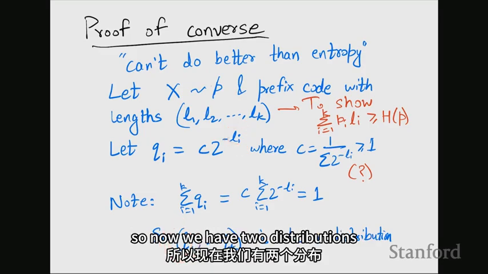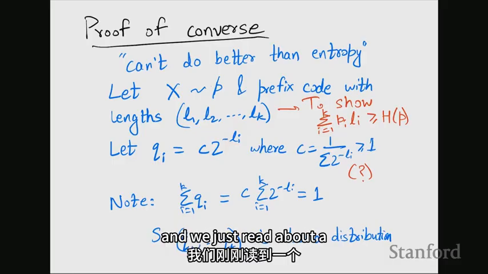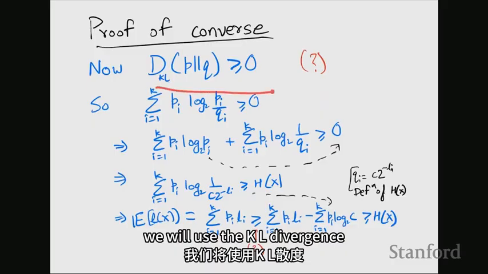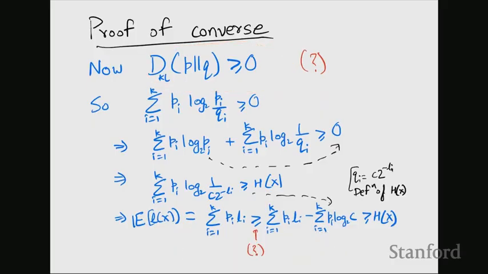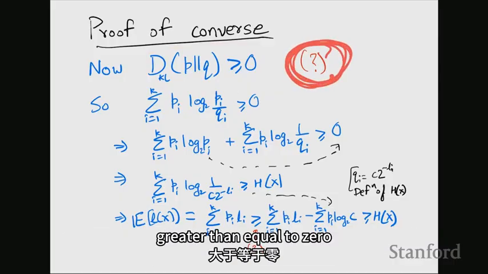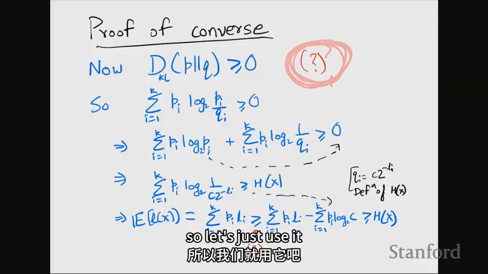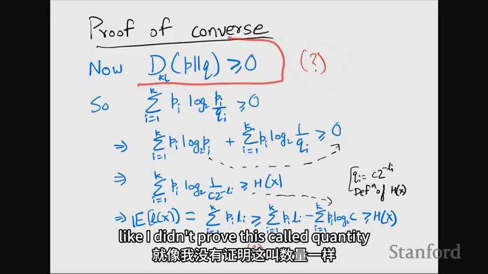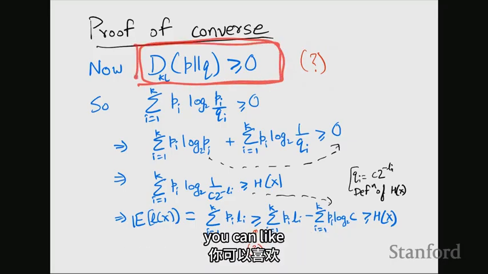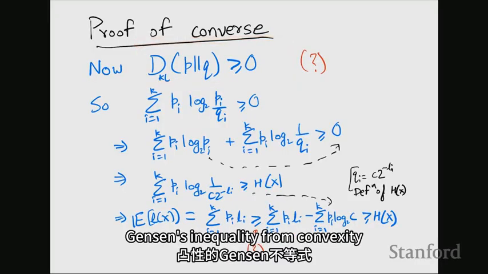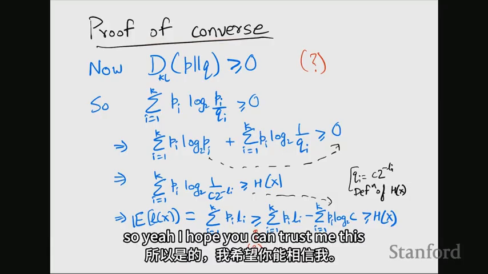So now we have two distributions, and we just read about a way of using two distributions. We will use the KL divergence. And we already saw the property that KL divergence is greater than or equal to 0. So let's just use it. And again, I didn't prove this quantity, but I'm not cheating. You can read it. It's like a 4-line proof. You just need to know Jensen's inequality from convexity. So yeah, I hope you can trust me with this.